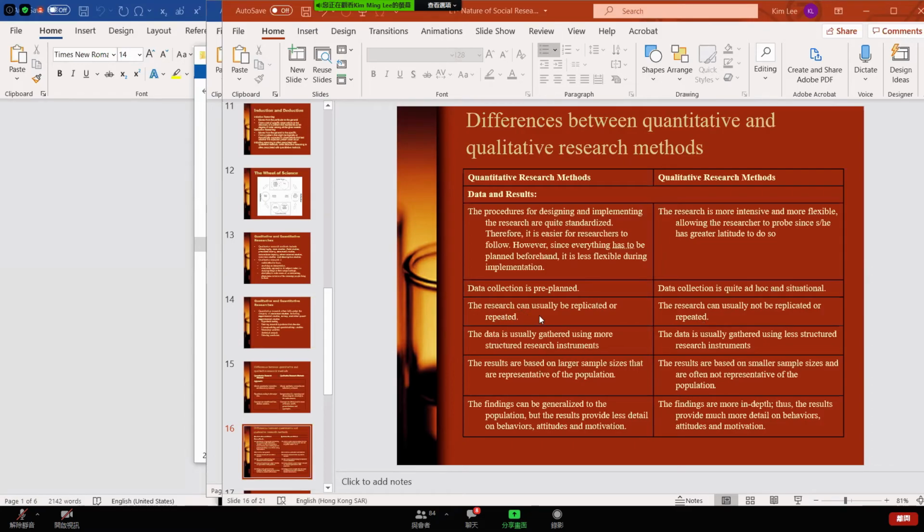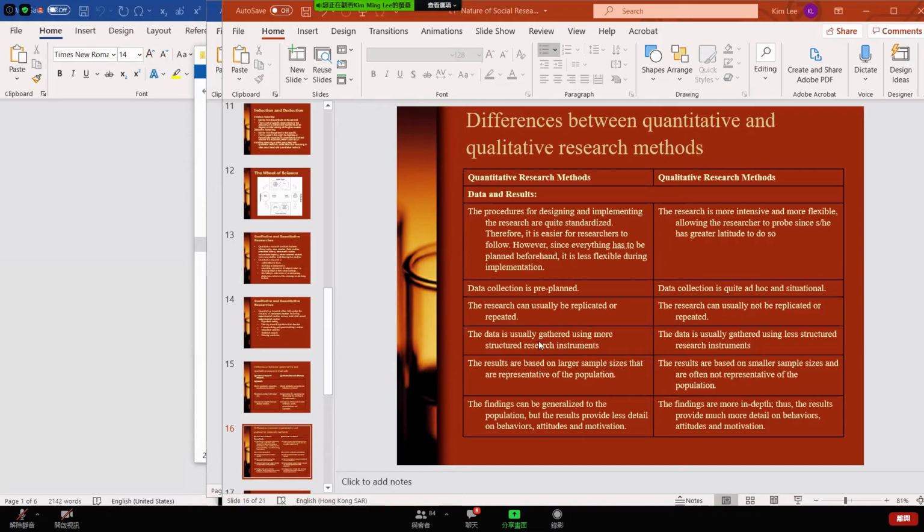So the research can usually be replicated or repeated. Because they are pre-planned and standardized procedures, it is easy for other researchers to do the research again, to replicate, to repeat the research. But for qualitative research, it is difficult. Maybe the informant is bad, and you have no way to interview the same person again. So that is the problem for qualitative research.